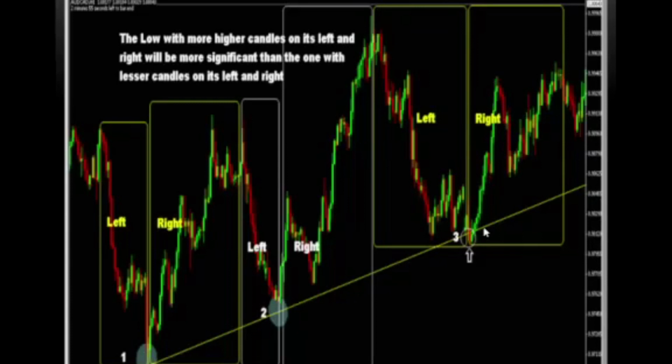The chart here makes this concept a lot clearer. As you could see over here, there are three significant lows on the chart: number 1, 2, and 3. Notice that on each of these lows there are more high candles on both the left and the right side of the low.